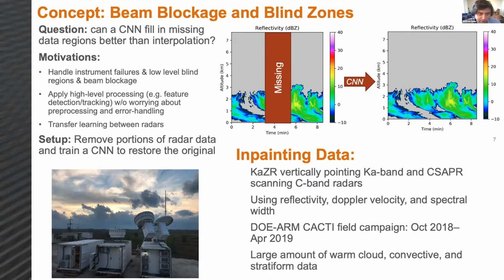So yeah, the setup's very similar. We're going to take good radar data and intentionally degrade it by just removing a big chunk of it, and then ask a neural network to try to fill in what we've taken out. And the data we're using here is all radar data that was collected as part of the ARM cacti field campaign. It comes from a KaZR vertically pointing Ka-band radar and a CSAPR scanning radar.